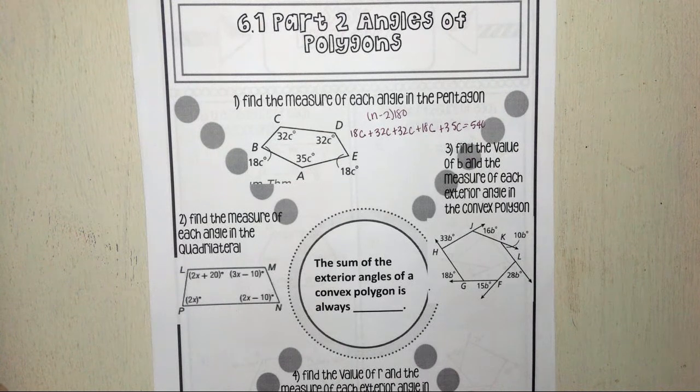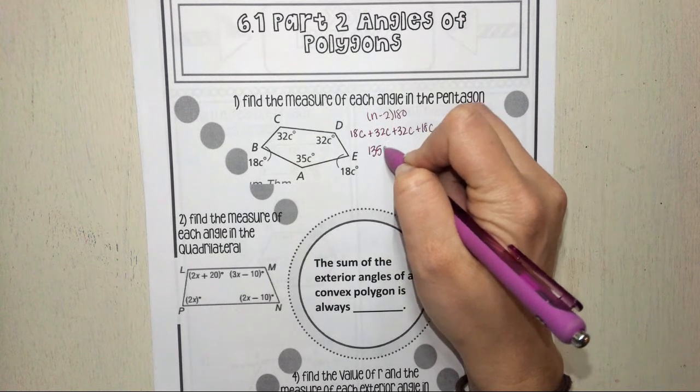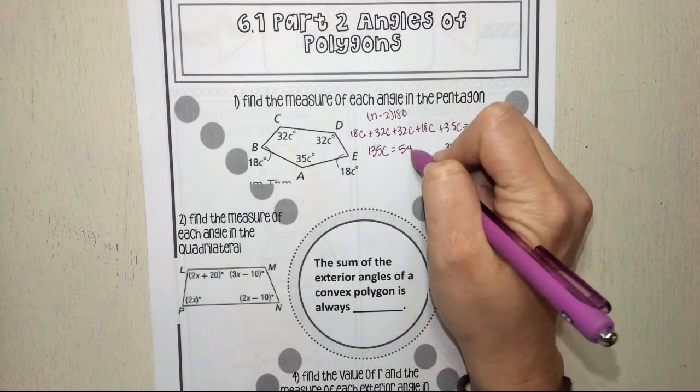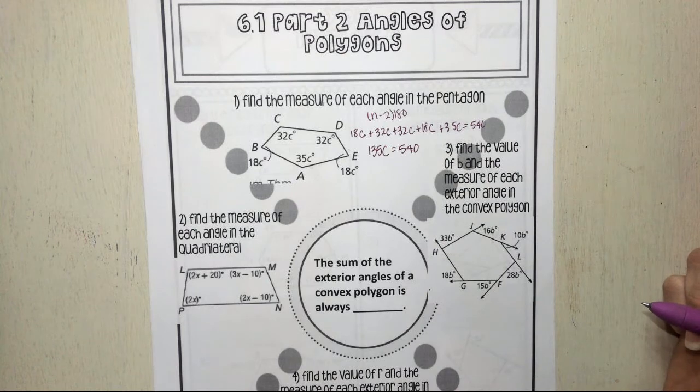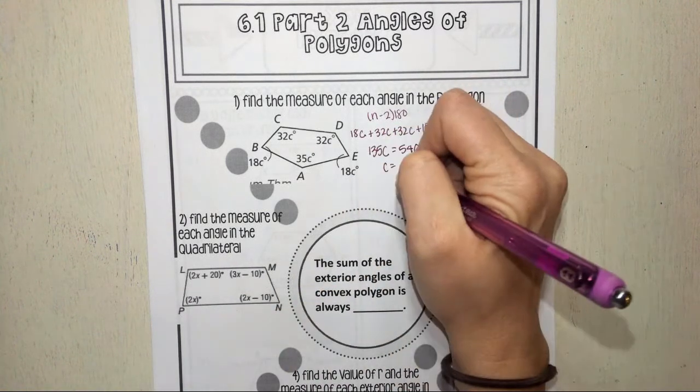So you have 18 plus 32 plus 32 plus 18 plus 35 is 135C. And then from here, you would divide both sides by 135 to figure out what C is. So you would do 540 divided by 135, and you get 4.